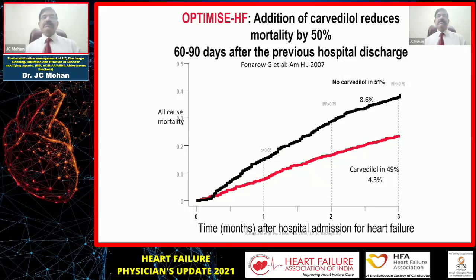Here's the data from the OPTIMIZE-HF registry showing that those who were given carvedilol within the first month had a 60 to 90 days mortality which was nearly 50% less than those who were not given carvedilol. Remember, in this study also, only 50% of people were given carvedilol within the first few months, and the rest weren't given. And the same I showed you in the study which we published, that 54% of patients were on beta blockers. Clearly, we have to increase the number of patients who can be on beta blockers at the time of discharge or immediately after discharge.